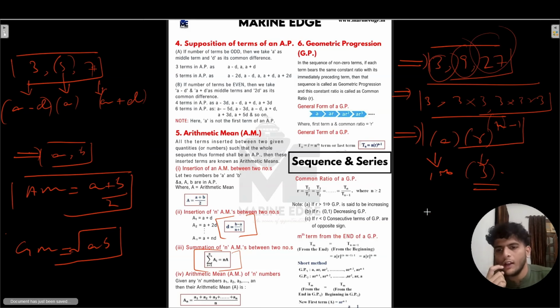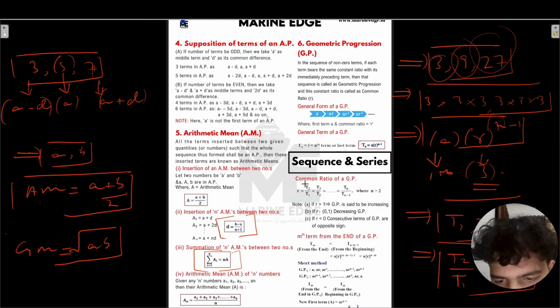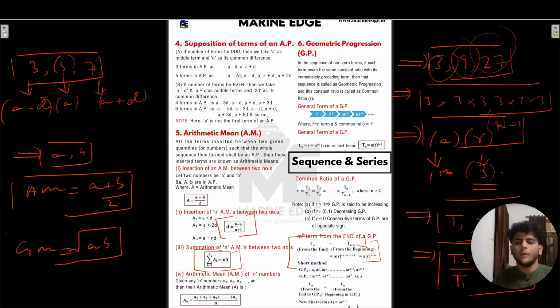For three terms in a GP, let us say T1, T2, and T3 are in GP. Then T2 upon T1 will be equal to T3 upon T2, which is followed for the common ratio of a GP. The mth term from the end of a GP will be equal to the (n minus m plus 1)th term from the beginning. Is that clear?